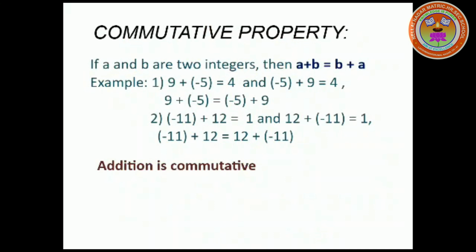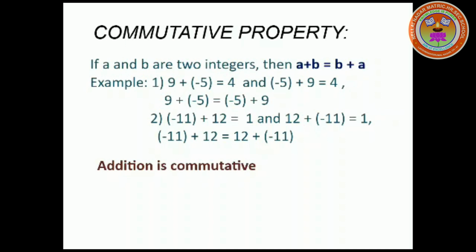Next, commutative property. The commutative property states that if A and B are two integers, then A plus B is equal to B plus A. So now let us consider the examples. First example, I'm going to consider two numbers 9 and 5. First, I'm going to add or subtract them. Then I have to interchange the numbers. Then I have to add or subtract them.